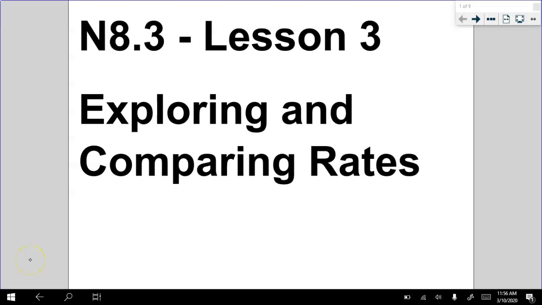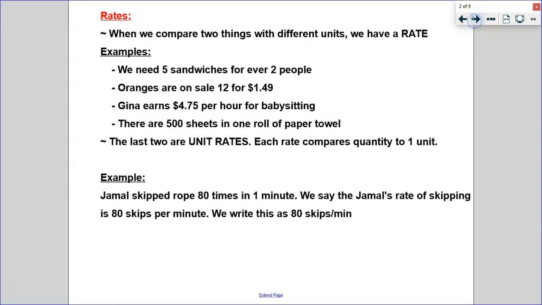Welcome back. We're on lesson 3 of N8.3 and we're exploring and comparing rates today. A rate is when we compare two things with different units. So for example, we need 5 sandwiches for every 2 people. So we're talking about sandwiches compared to people.